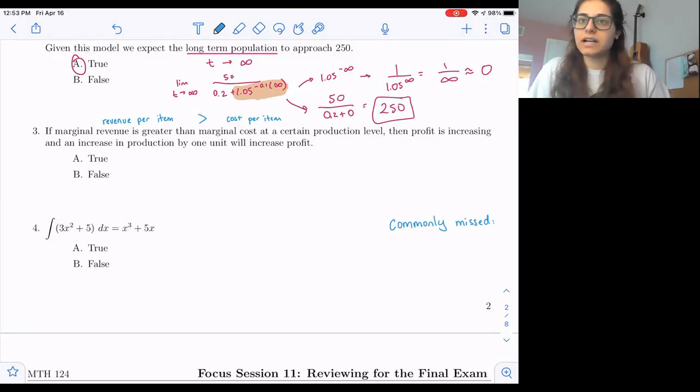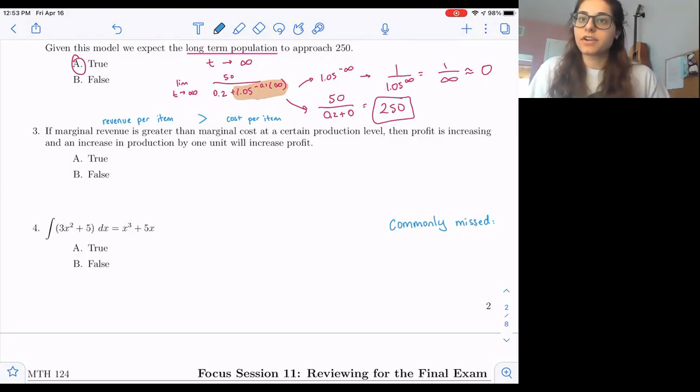Cupcake cost me $1. I sold it for $5. Okay, so revenue is greater than cost. When revenue is greater than cost, then profit is increasing. Well, that's correct because profit is the revenue minus the cost. So the profit is how much I'm actually making off of it.